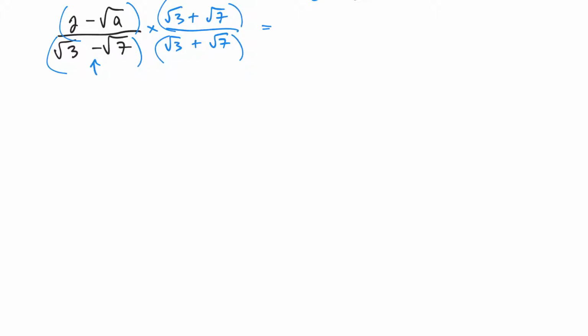Okay, so 2 times root 3 is 2 root 3. 2 times root 7 is plus 2 root 7. Minus root 9 times root 3 would be a minus root 27. And minus root 9 times root 7 will be a minus root 63. And I don't think you can simplify any of that stuff.